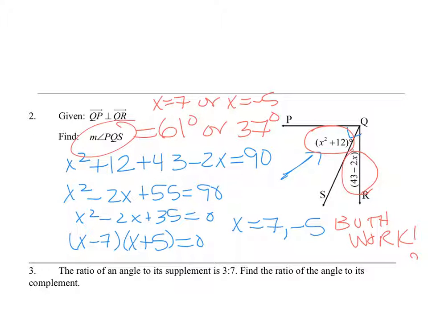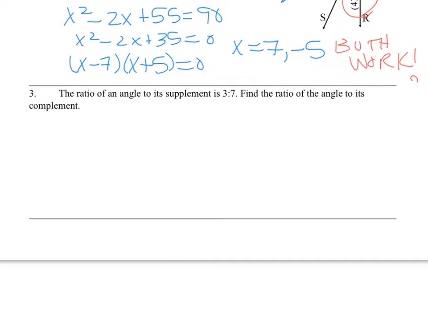Okay, let's take a look at number 3. This is a little bit of a different ratio problem than what we're used to doing. The ratio of an angle to its supplement is 3 to 7. Find the ratio of the angle to its complement. Okay, so this is the given information, and finding the ratio of the angle to its complement is what we're trying to answer. So we first need to do something with the given information.